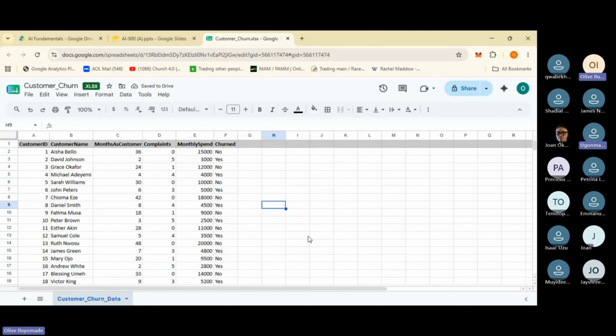Michael Adeyemi. Yes. What do you think about Michael Adeyemi? It's the prediction that he's going to churn or he's already churned. This is information that has already happened. But can we see how, if the model was given this data without the churned column and it was going to predict whether it's going to churn, do you think that information will be correct as a yes?